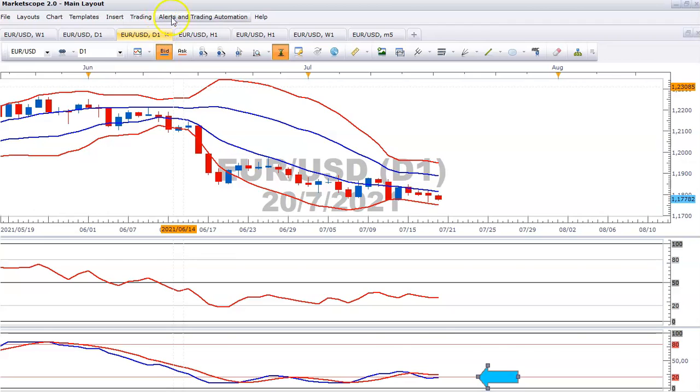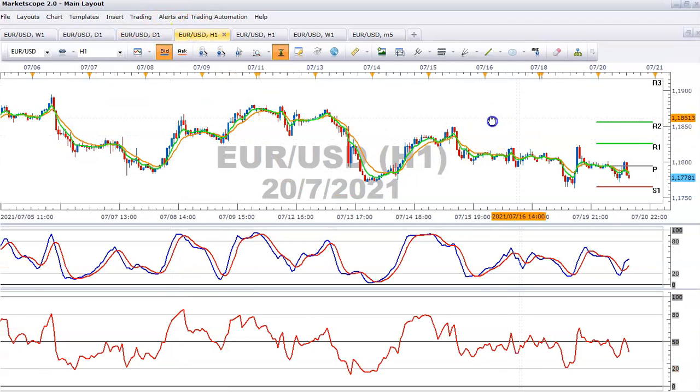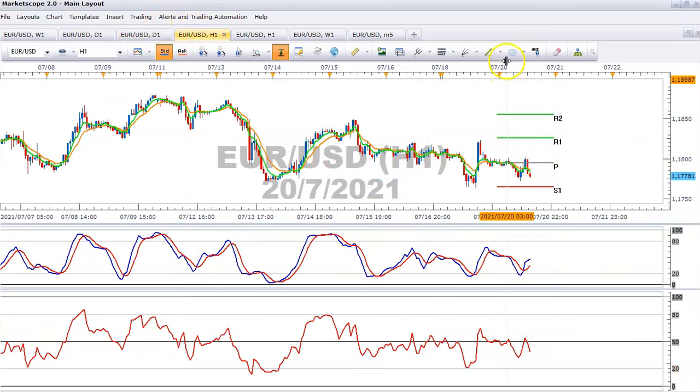Let's just go to the hourly chart and you'll see that right on the central pivot here, we've got a tremendous amount of resistance. So you can see if I just draw a line across, there is support, resistance. Effectively, you see here the principle of polarity in action.